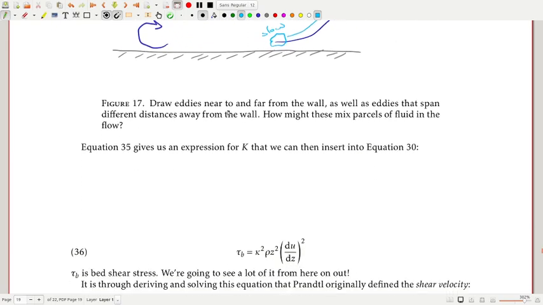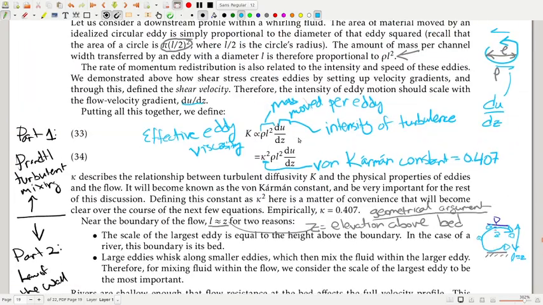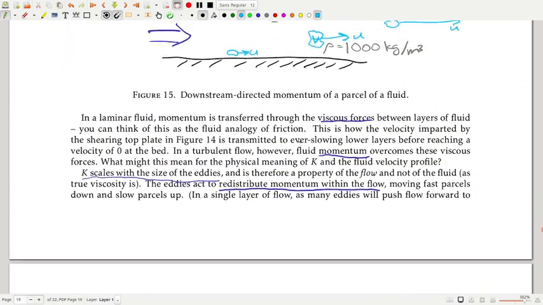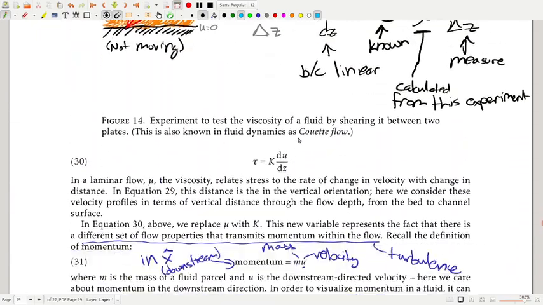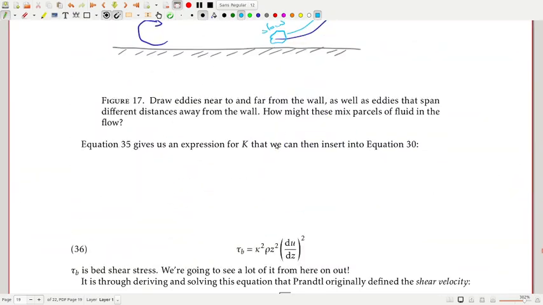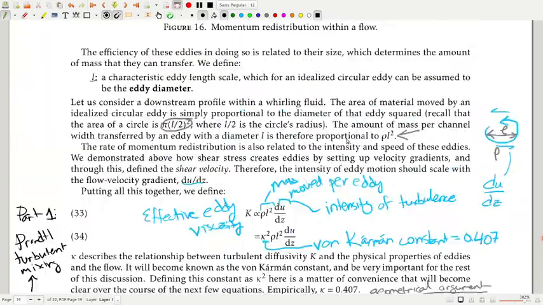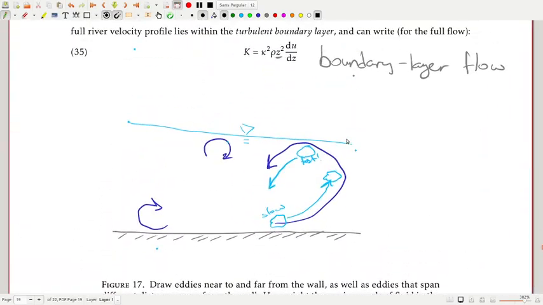So equation 35 gives us this nice expression that we can insert into equation 30. So let's go back up here. So we have tau equals K du dz. So let's go ahead and write that. Tau equals K du over dz. K equals this kappa squared, so von Karman's constant squared.